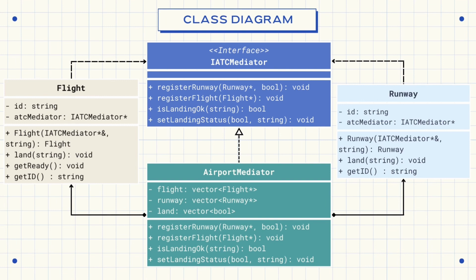Here is the class diagram for our stated problem. You can see the Flight class and the Runway class are the two components, and they are using the Mediator interface. Furthermore, there's a concrete mediator named AirportMediator that holds multiple flights and runways in vectors. It also has some functions to implement the interface.